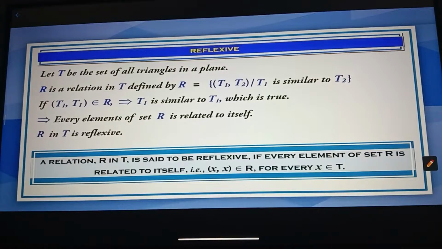Mathematically, a relation R in T is said to be reflexive if every element of set T is related to itself, that is, the ordered pair (x, x) belongs to R for every x in T.